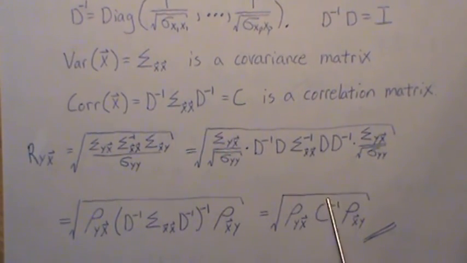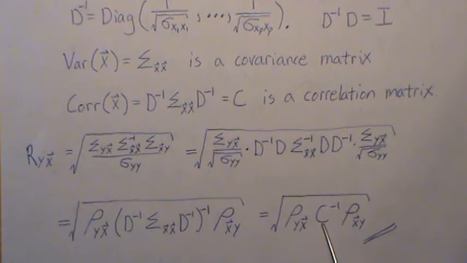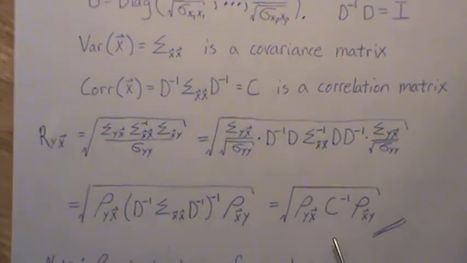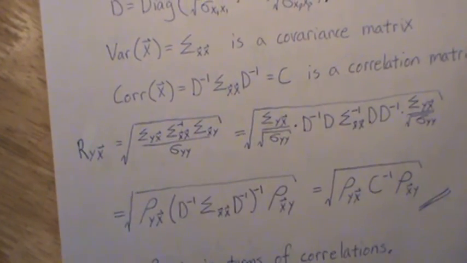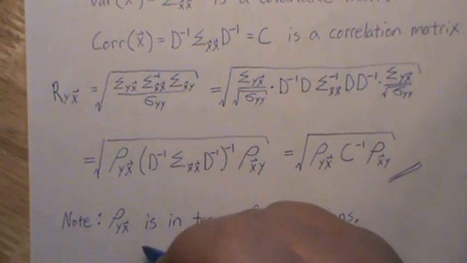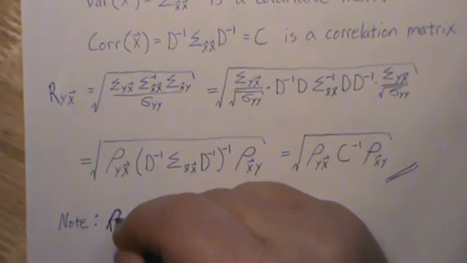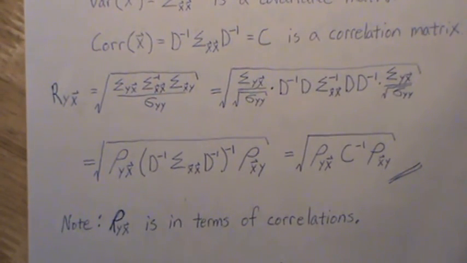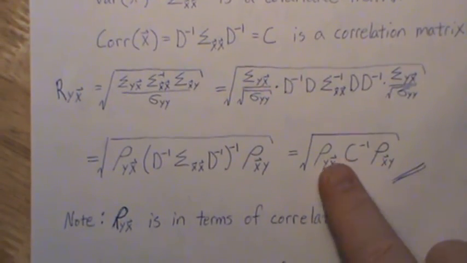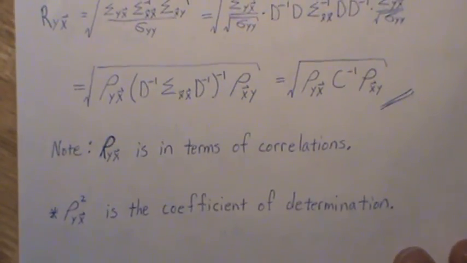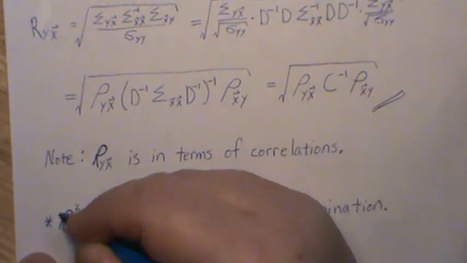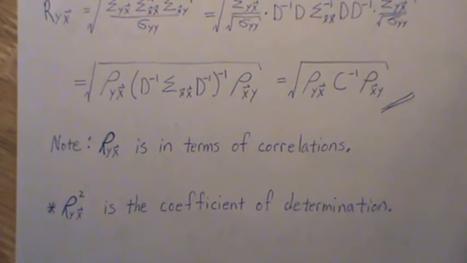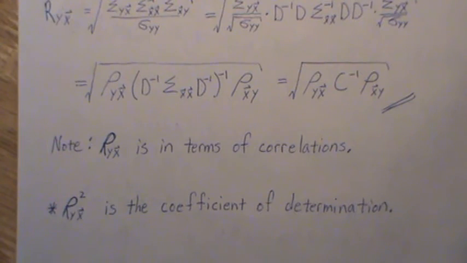Now, this correlation matrix, some people use different notation, a different variable name for that, but ultimately they're 100% equivalent. So this is the second formula. So the correlation, and that should be R. Well, let's do it this way. Let's just make that an R. So this one is in terms of correlations. So everything here is in terms of correlations. And one other note is if we square the multiple correlation, we get the coefficient of determination. So that's another property.